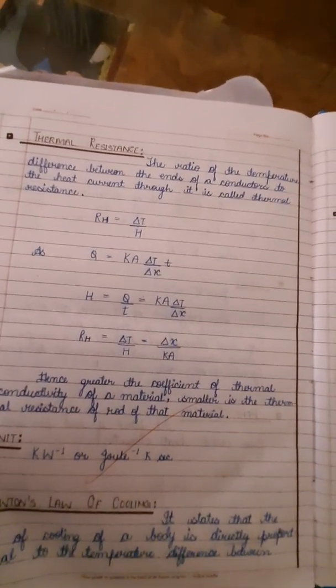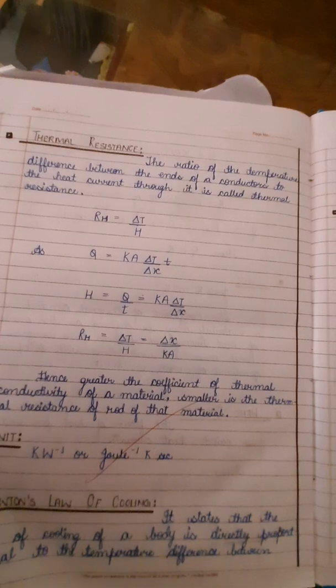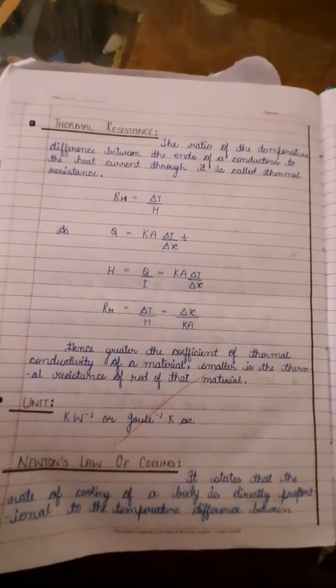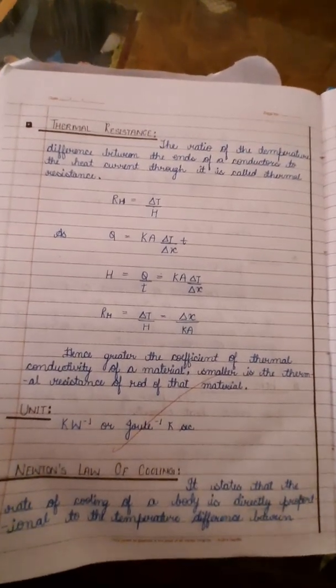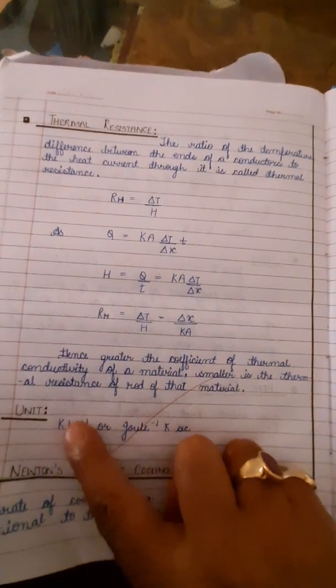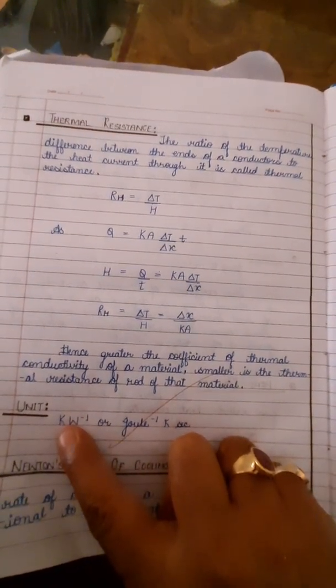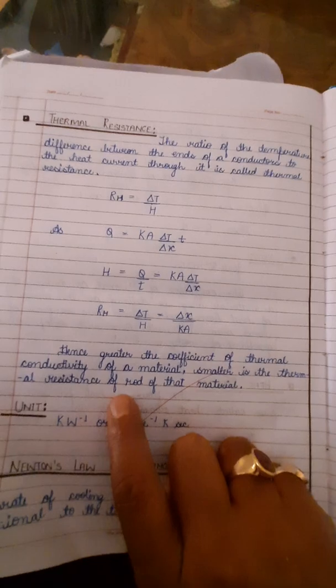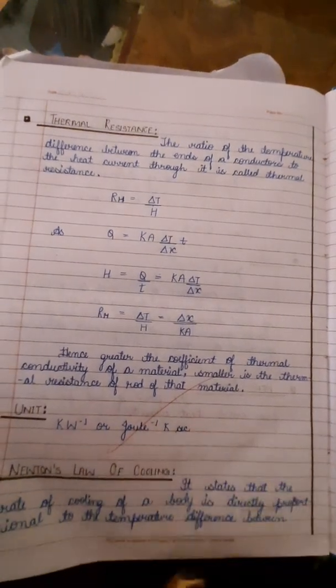Hence, the greater the coefficient of thermal conductivity of the material, the smaller will be the thermal resistance of the rod. And what is the unit of thermal resistance? That is K for Kelvin, watt minus 1, that is Kelvin second per Joule.